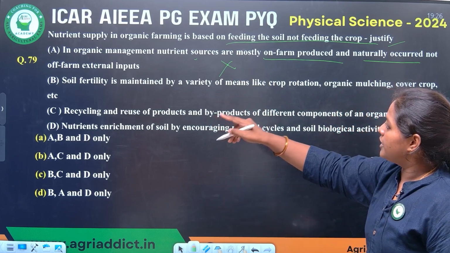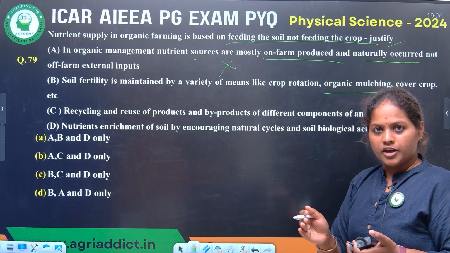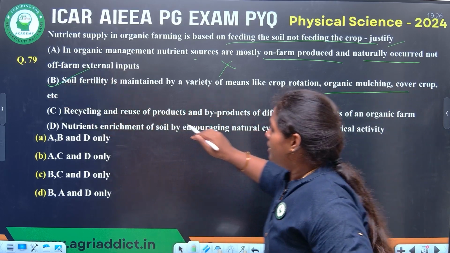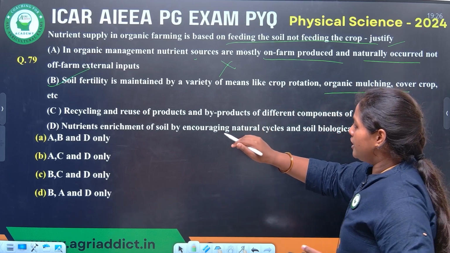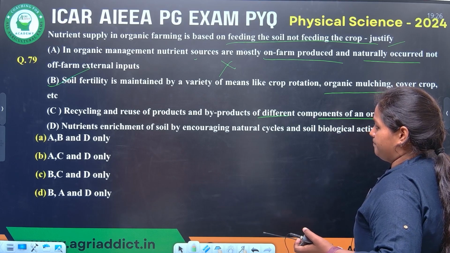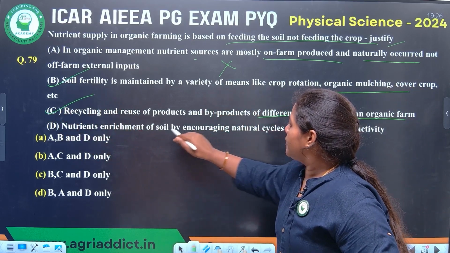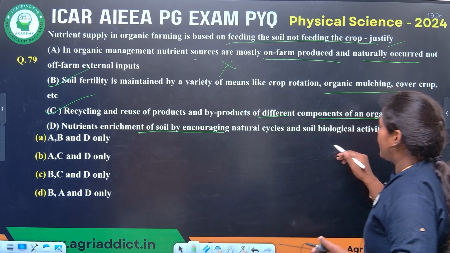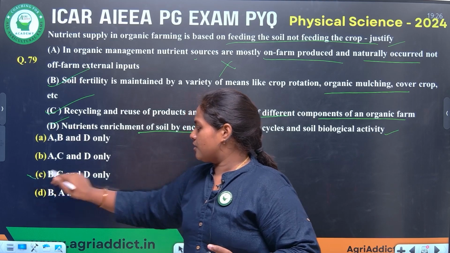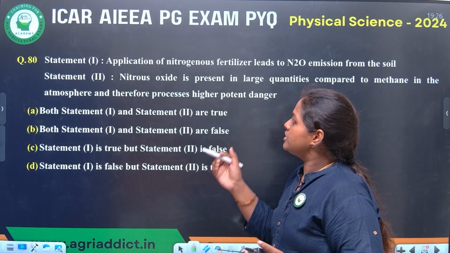Next, soil fertility is maintained by a variety of means. Feeding the soil means maintaining fertility. So this is correct. Option C, recycling and reuse of products and byproducts are different components of organic farm. True. Nutrient enrichment of soil by encouraging the natural cycles and biological activity. True. B, C and D. Answer is option C.